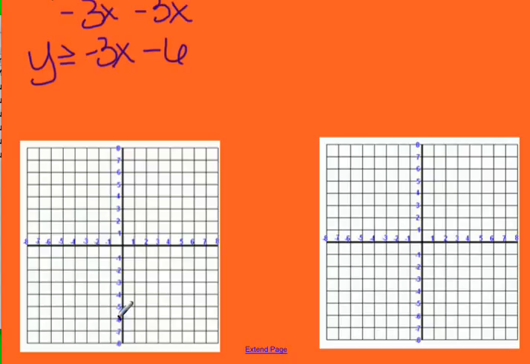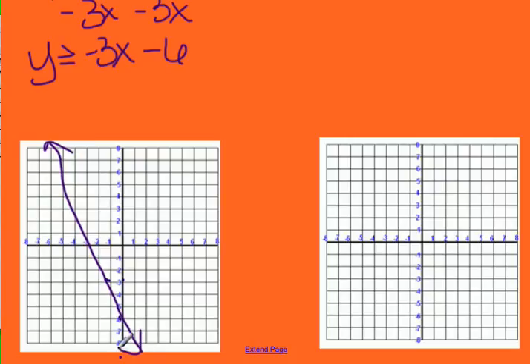Okay? I noticed about the inequality, there's a line underneath, so I need a solid line, and it's facing the y, so I need to shade up or above. Okay, so if I go down negative 3, I'm off the graph. So what I can do is go up and left. So going up and left is the same as going down and right. So what I'm going to do is I'm actually going to go up 3 and left 1. And then I'm going to draw in that solid line.